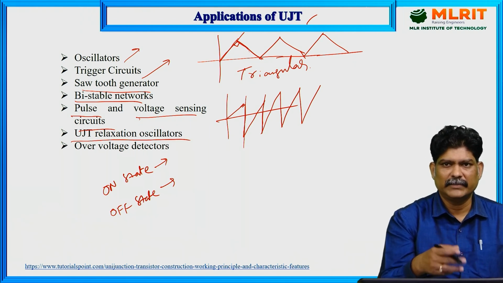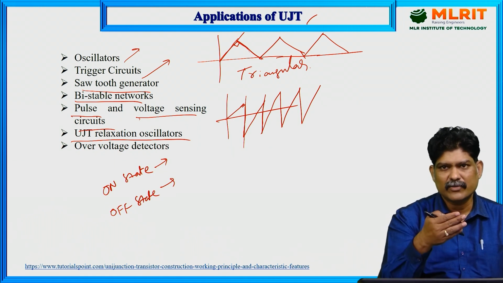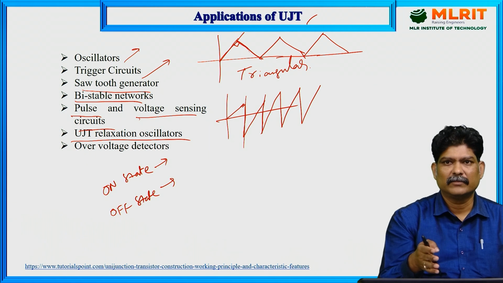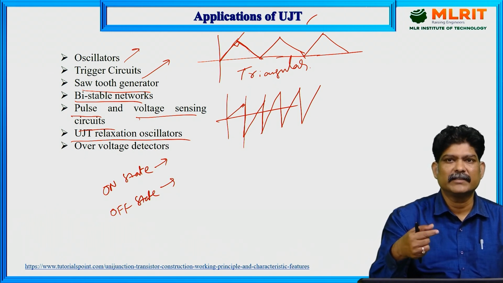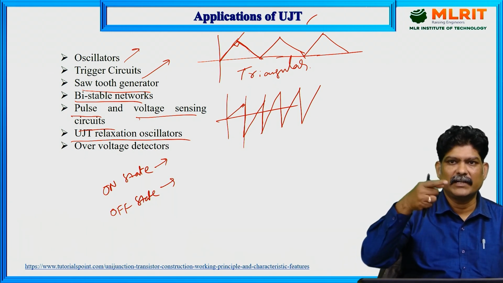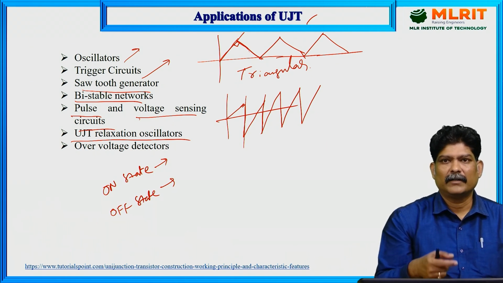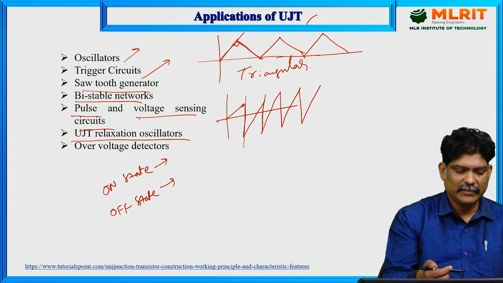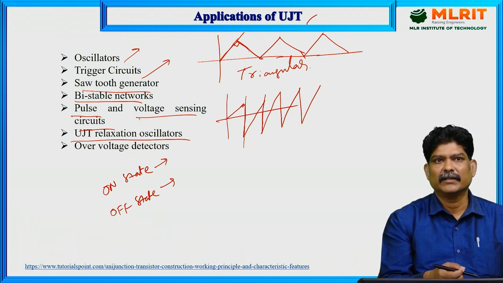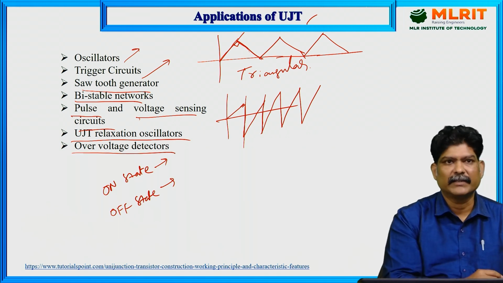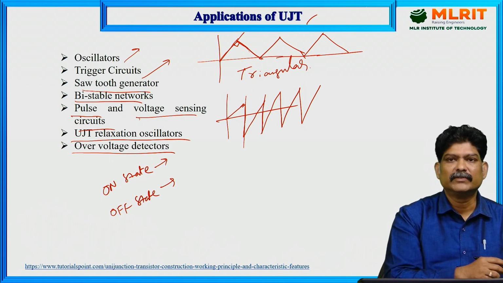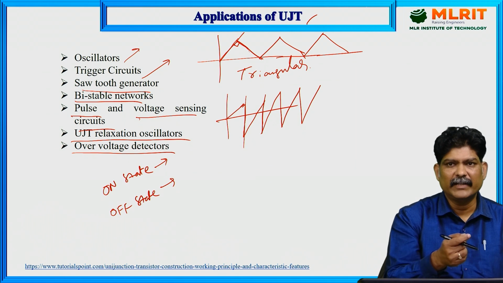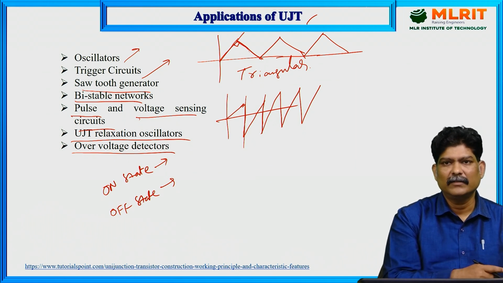the current is increasing regeneratively, because the voltage drop increases at base 1. As the voltage drop at base 1 increases, the resistance decreases, and a decreasing resistance means the current increases. So the current increases regeneratively, and we can utilize this for oscillation purposes. Hence the unijunction transistor is also called a relaxation oscillator. And over voltage detectors: they are used in over voltage detectors. We can control the output current by using this UJT. So we can detect and control any over voltages. These are a few applications of unijunction transistors.